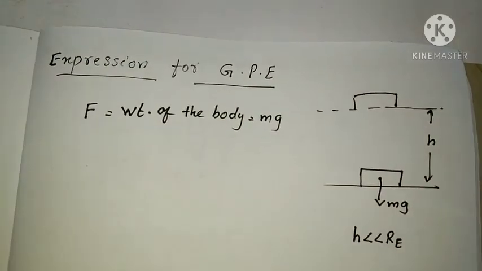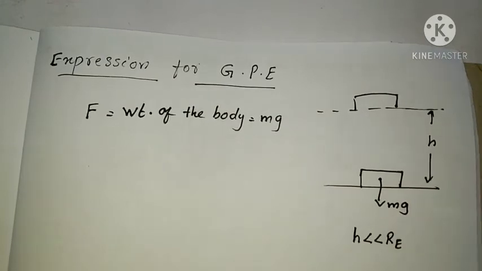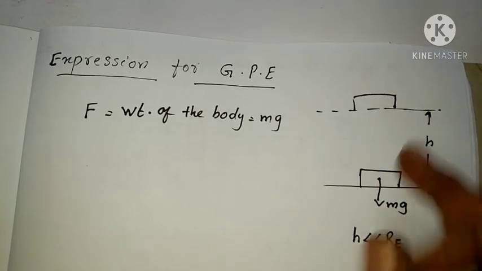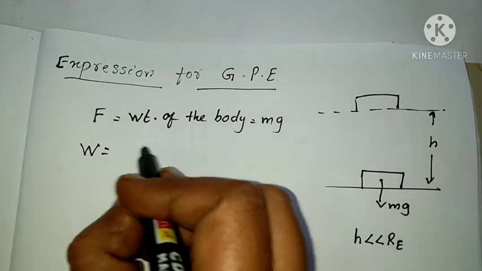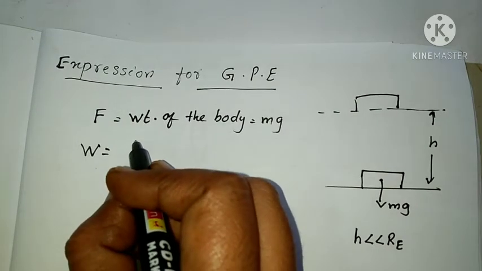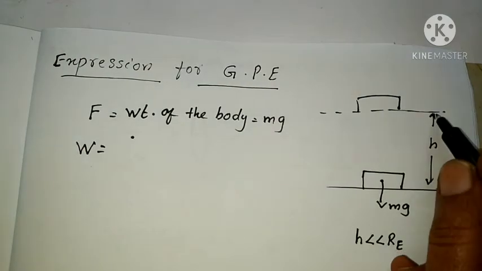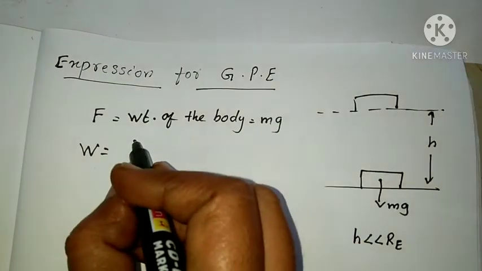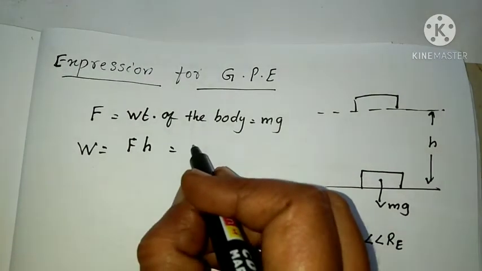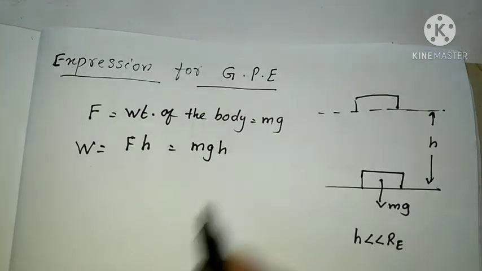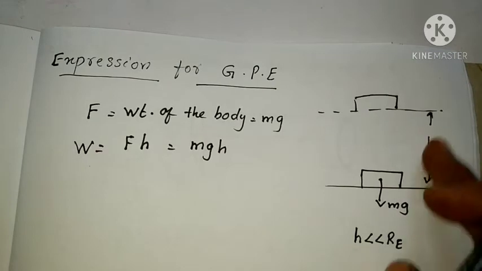To lift the body through a height, you have to do some work. So what is the work done on the body in raising it through the height h? What is the formula of work done? That is equal to force into distance. What is the force here? That is mg. And what is the distance moved by the body? It is equal to h. So force into distance is equal to mgh. This work done is against the gravitational force.